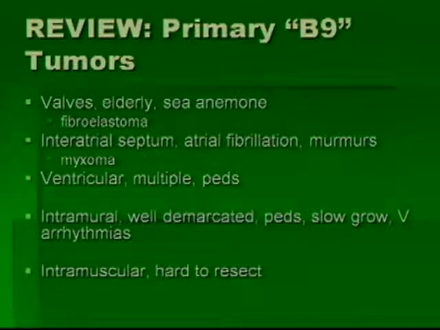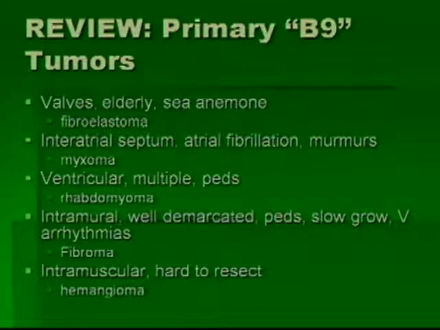Which of them occur in the ventricles, can be multiple, and are generally found in the pediatric population? Rhabdomyomas. Which grow out of the walls of the ventricles, are well demarcated, also occur in pediatric patients, but are slow growing, found in adults, and can cause ventricular arrhythmias, especially if they get large enough? Fibromas. And which are intramuscular and very hard to resect? Hemangiomas. And just to make a point, our patient actually did have a successful excision of her hemangioma, and she did very well.